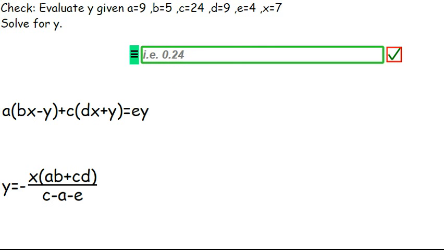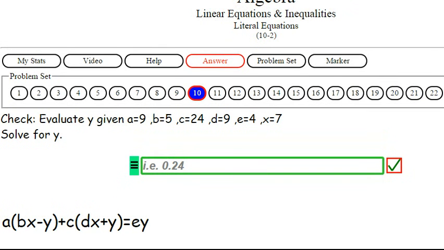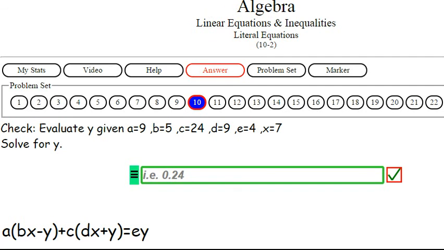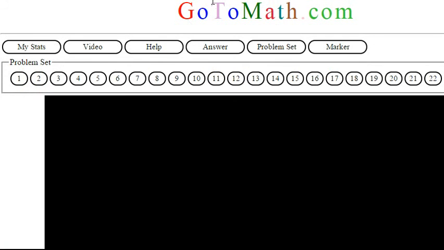looks like round to 2 decimal places if needed. Okay. Alright, that was 10.2.